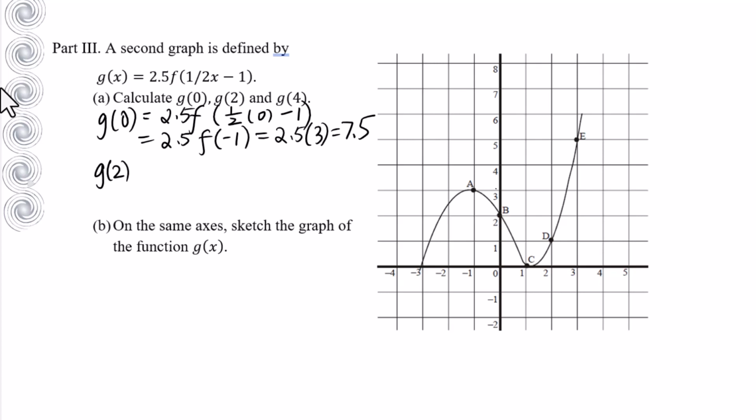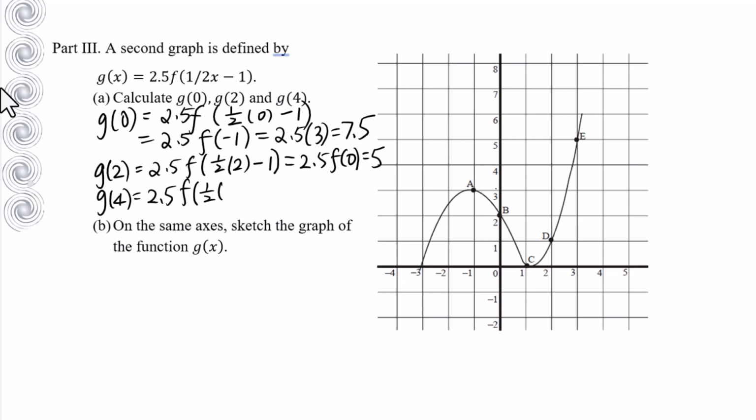g of 2 equals 2.5 f of 1/2 times 2 minus 1, equals 2.5 f of 0. f of 0 equals 2, so that equals 5. g of 4 equals 2.5 f of 1/2 times 4 minus 1, equals 2.5 f of 1, f of 1 equals 0, so that equals 0.